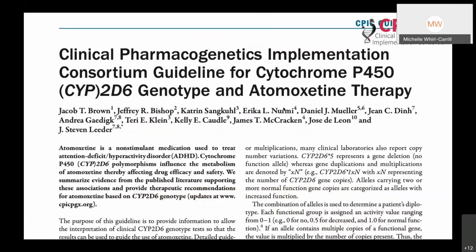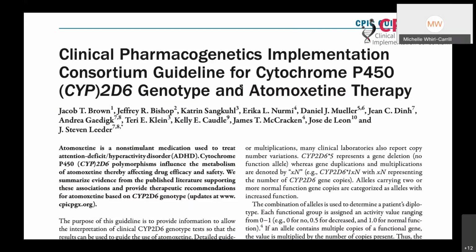After a gene-drug pair is decided to be a very high level, level A or B, we have a committee together that's committed to writing a guideline on it. We write and publish papers. Most of the CPIC guidelines, all to date, are in the journal Clinical Pharmacology and Therapeutics. This is one example of a paper that came out recently about CYP2D6 and atomoxetine.